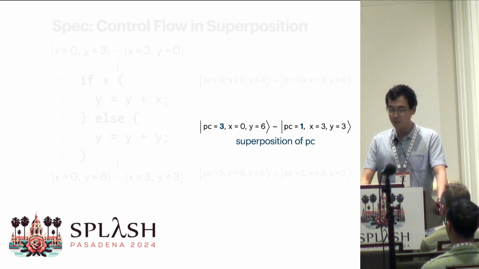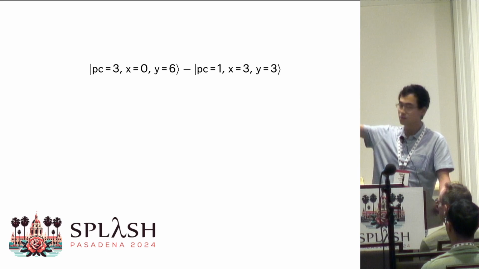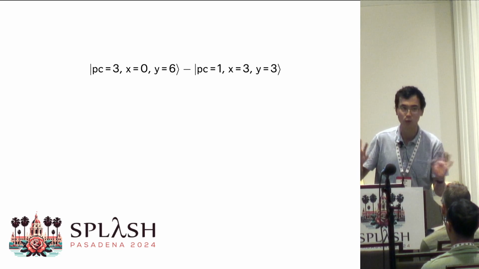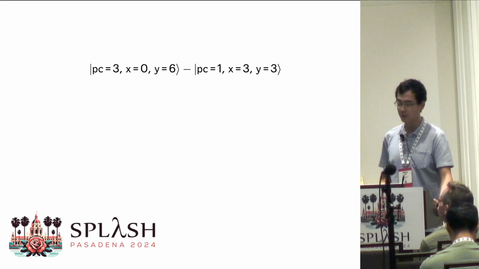And to do that, I'll dig up this state from a few slides ago where we had the superposition of the program counter. Let me blow up that state. And you'll notice that I have hidden the 1 over square root of 2 and stuff. It's not so important here.